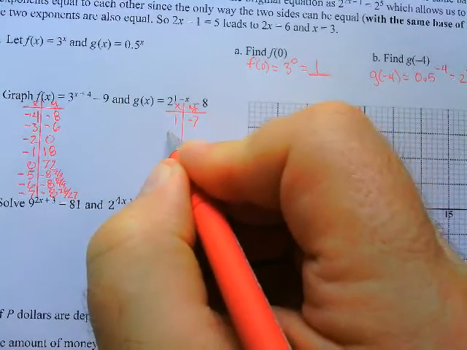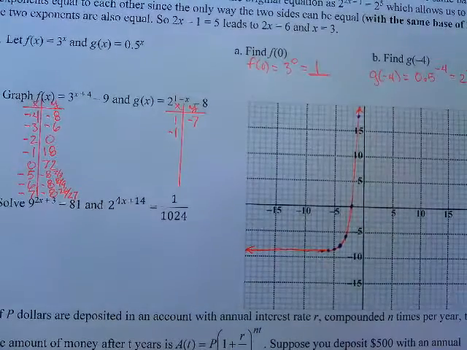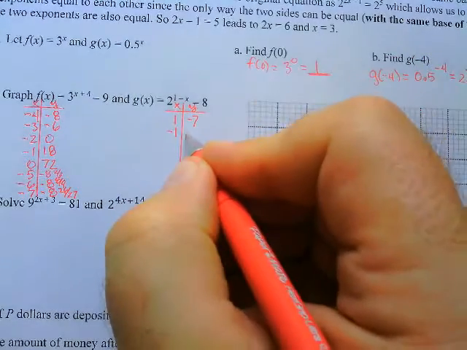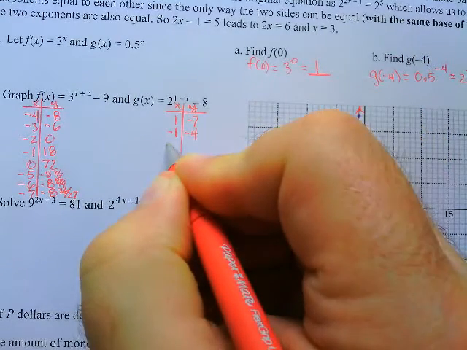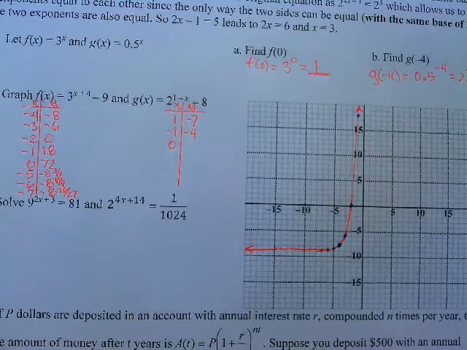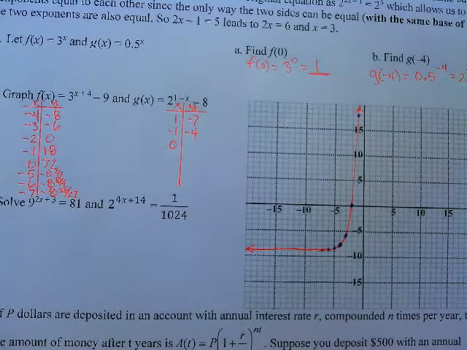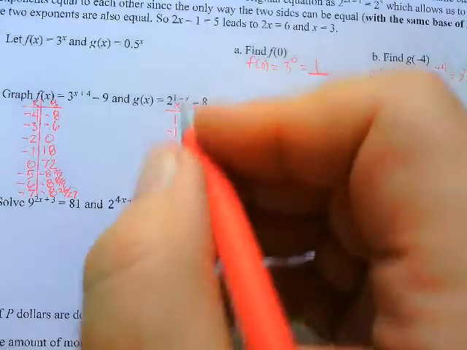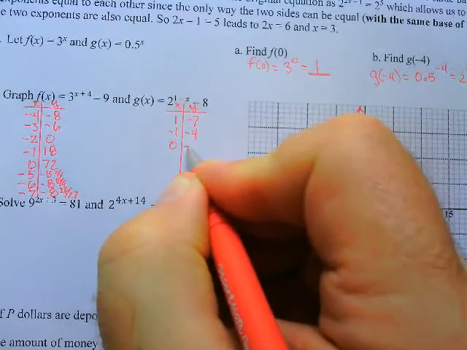Now if I put in a -1, so 1 subtract the -1 is 1 plus 1, so that's 2. 2 squared is 4. 4 minus 8 is -4. Put in a 0. 1 minus 0 is 1, so 2 to the 1. 2 minus 8 gives me a negative 6.